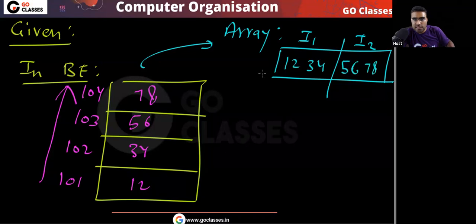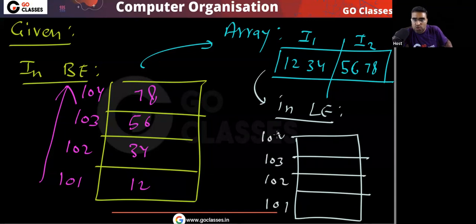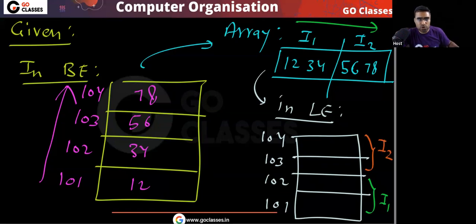Now tell me, in little endian, what will your answer be? How will the memory look like? In the little endian, these are the addresses: 101, 102, 103, 104. Again, you can notice the order of I1, I2 will not change. First you will put I1 here and I2 here. That cannot change. Now let's put the I1.